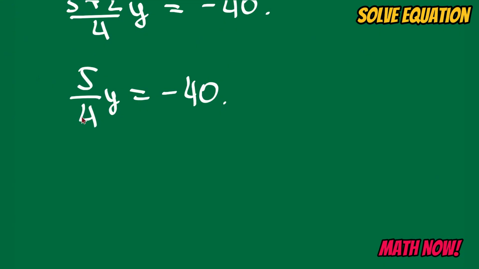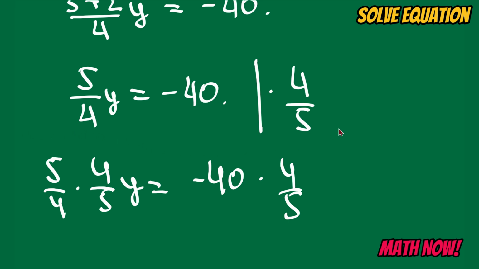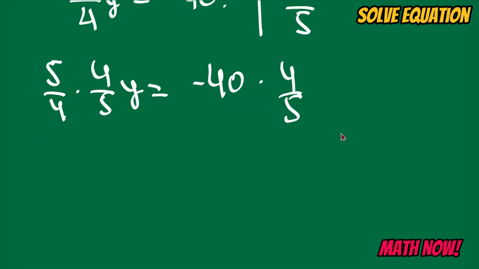Okay. All right, so now we have to get rid of 5/4. We don't want to have it here, we just need y. So how about multiplying everything by 4/5? Okay, we can do that. So in this case, 5/4 multiplied by 4/5 is going to be 4/5 y, equal to minus 40 multiplied by 4/5. When we multiply both sides of an equation by the same number, nothing is changing actually, right? So we can do that.